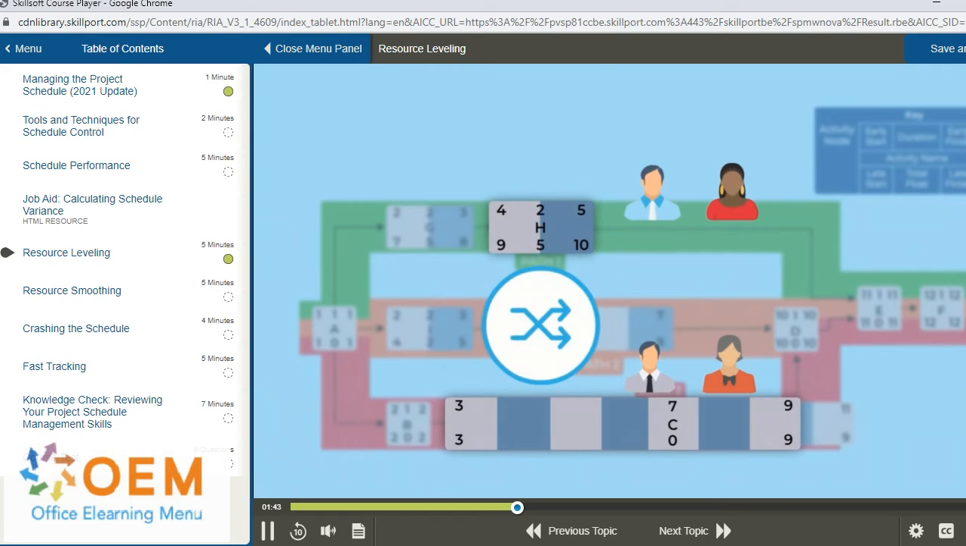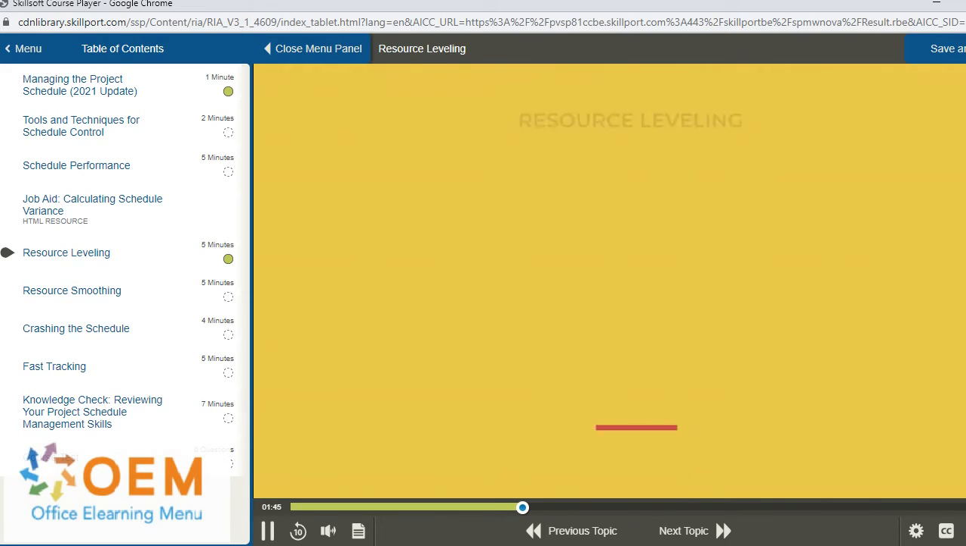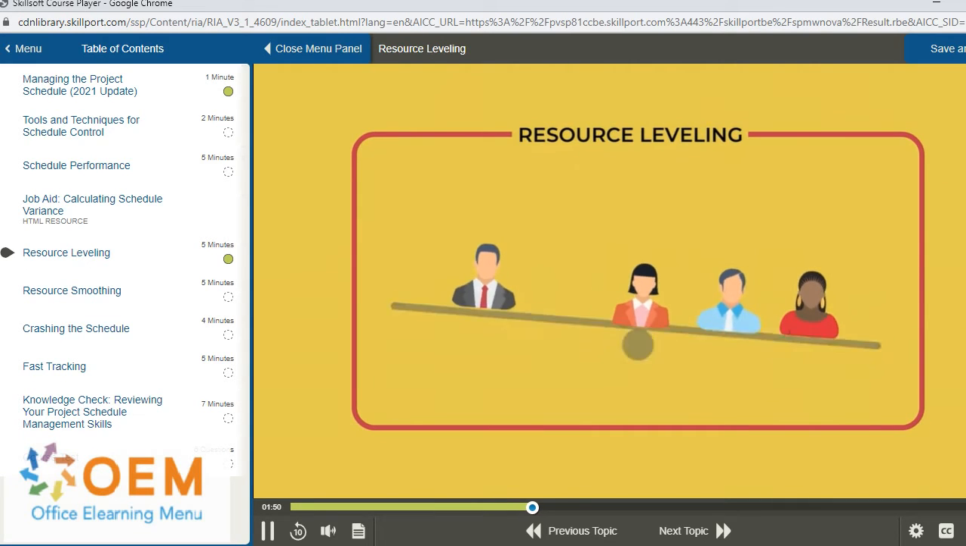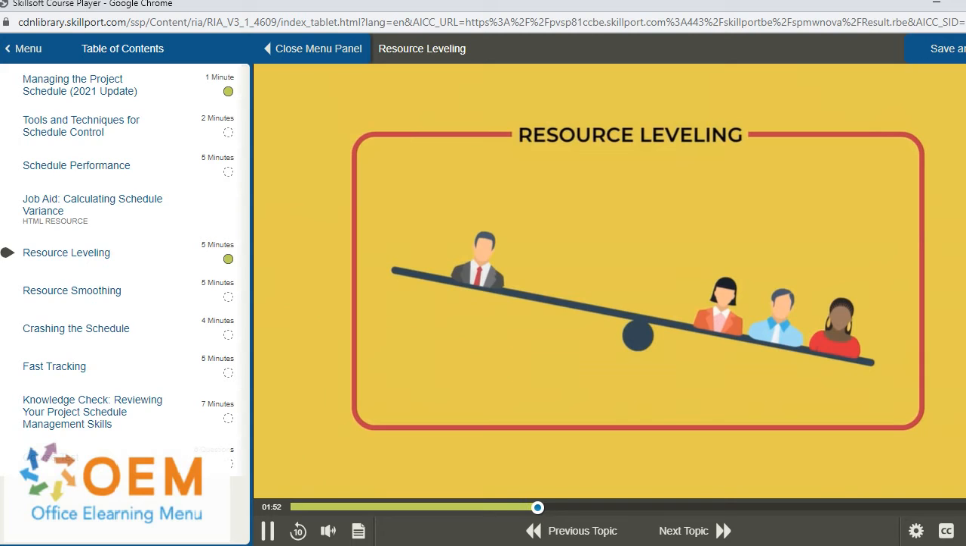This is called resource leveling. Obviously, we have to make some assumptions about the skill sets and abilities of the resources. If they aren't identical, we might adjust the number of resources that we shift accordingly.